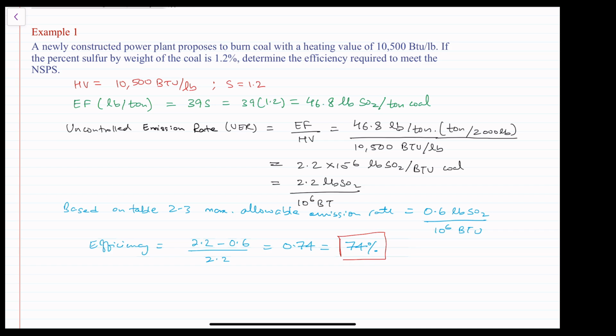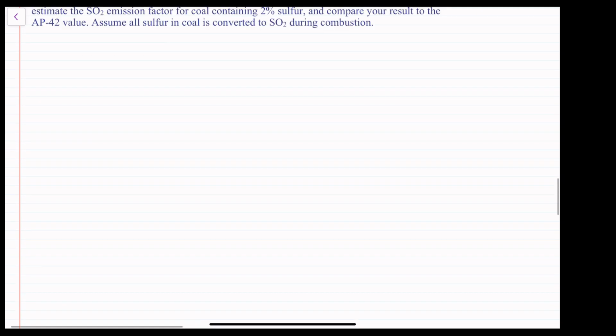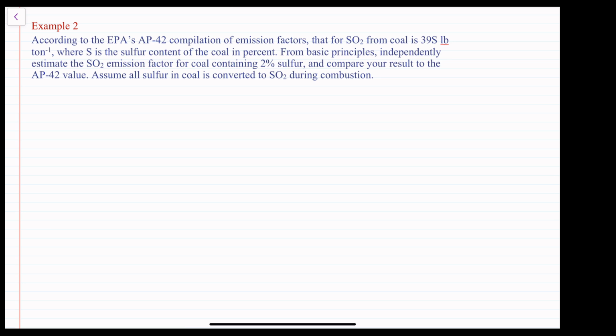So that's the control efficiency needed. That's the answer. Okay. Let's now look at the next example. Example 2.